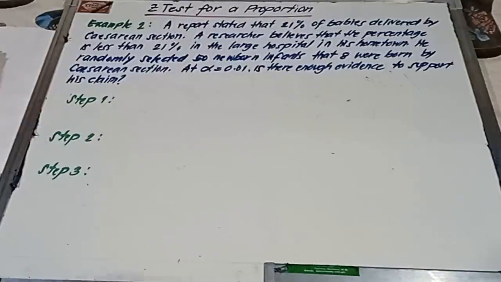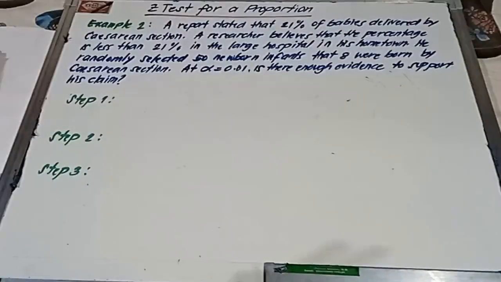So, sabi ng isang researcher, less than 21% daw ang percentage ng pinapanganak by cesarean. Okay? And through the random sampling selection, 50 newborn infants, 8 out of 50 cesarean delivery. So, tingnan natin kung tama yung claim ng isang researcher.